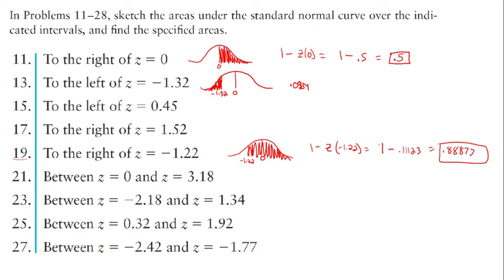All right, and if we were asked for between two values, let's just do number 23. We're just going to put 0 in the middle. We've got a z value of negative 2.18. It's going to be way out here. Positive shouldn't be out as far, but it'd be to the right. 1.34, and we shade between. Okay, so that's going to be that area. So I want to do the bigger one minus the smaller one. So I want to do z of 1.34 minus z of negative 2.18. So the big minus the small.